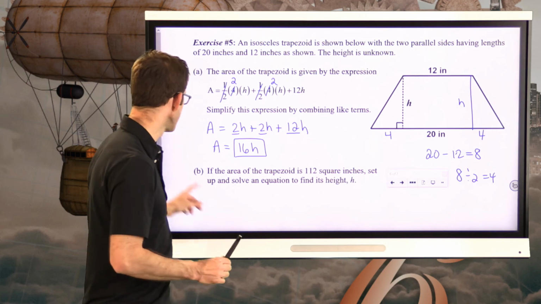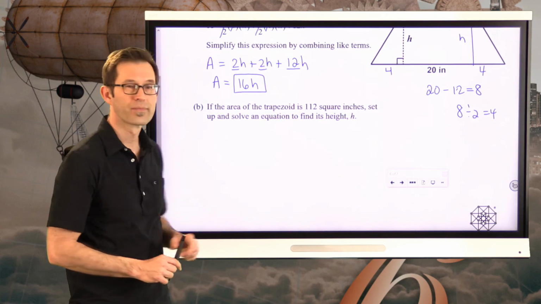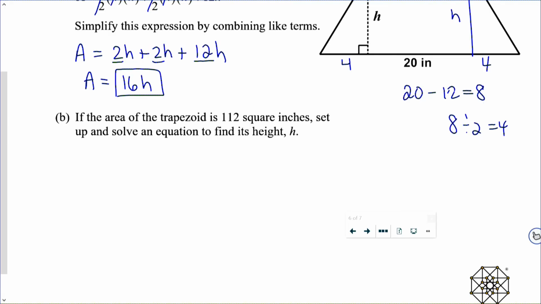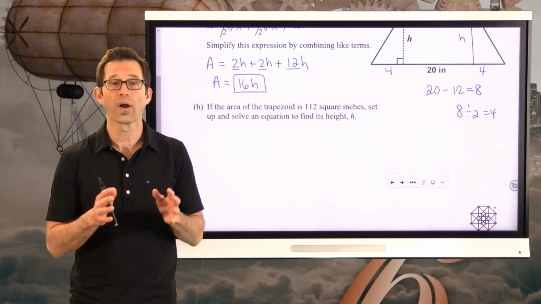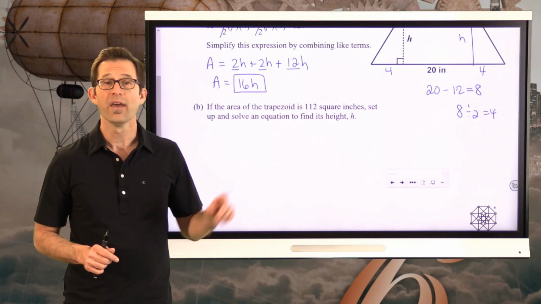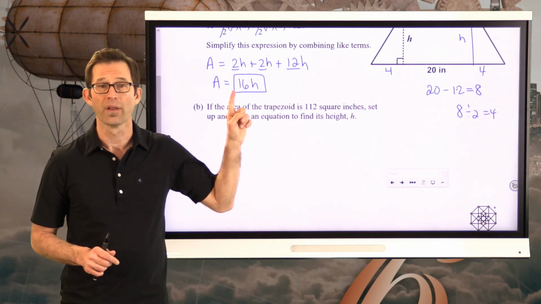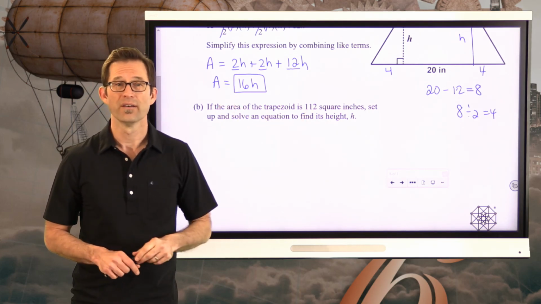Now let's take a look at letter B. If the area of the trapezoid is 112 square inches, set up and solve an equation to find its height h. All right, why don't you pause the video and see if you can figure out what the height of this trapezoid must be, given that this is its area formula now, and that's its area.